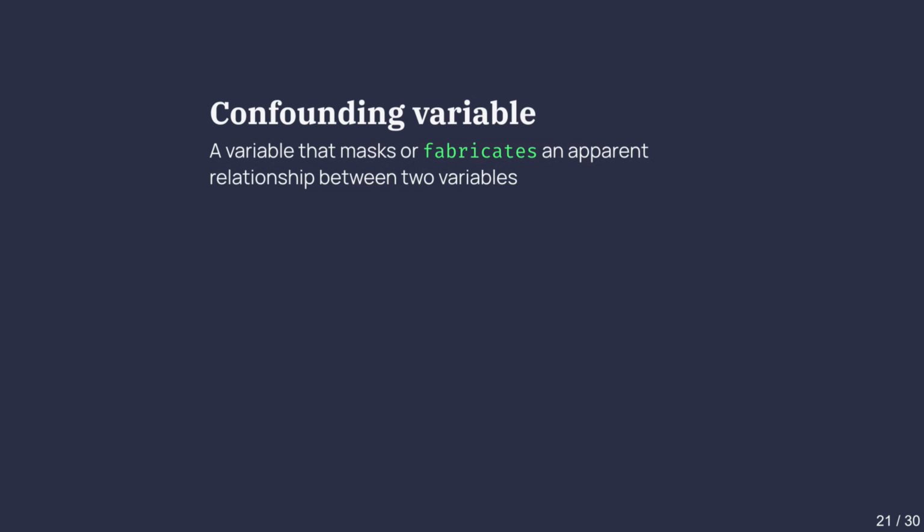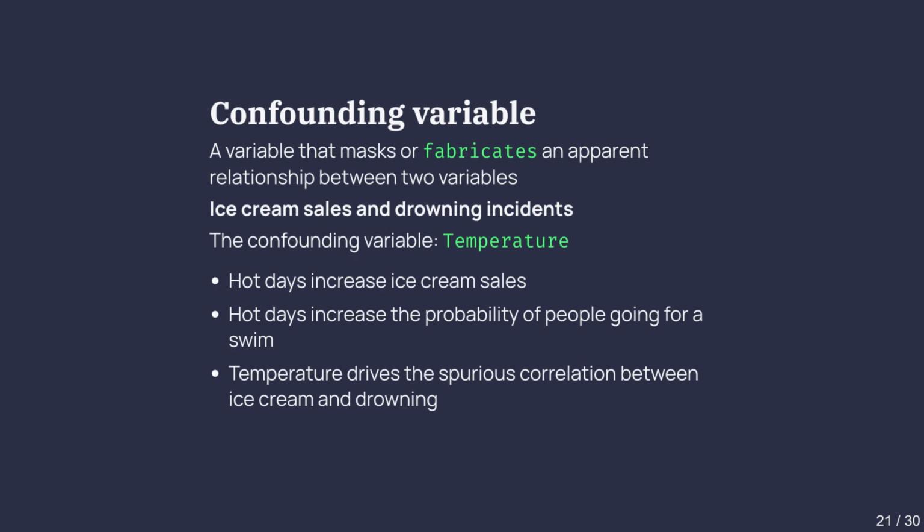A confounding variable is a variable that masks or fabricates a relationship between two variables which looks directly correlated but in reality has no relationship at all. In this case, they are the ice cream sales and drowning incidents. The confounding variable here is temperature. Hot days increase ice cream sales and also increase the probability that people go for a swim. This in turn drives a spurious correlation between the two.